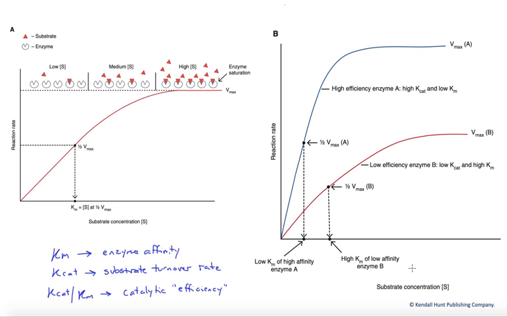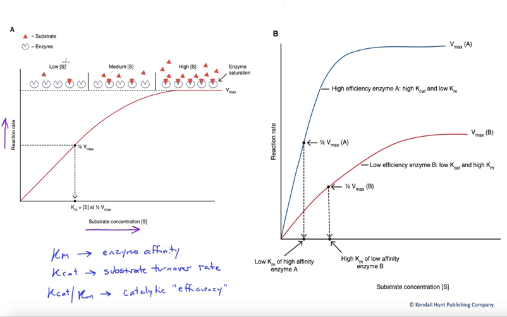In this set of figures, we're going to look at the factors affecting enzyme kinetics, or how an enzyme functions, what factors affect its functionality. Now, on the left here, we have what's called a Michaelis-Menten model of enzyme kinetics, where as we increase the substrate concentration, we see that we have a rise in reaction rate.